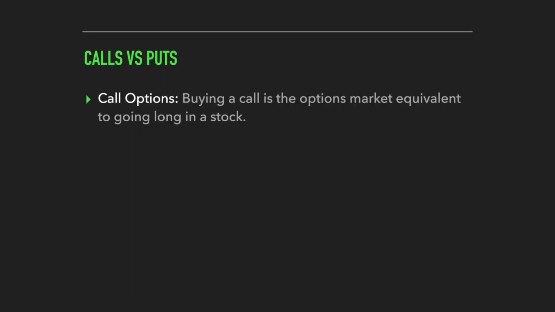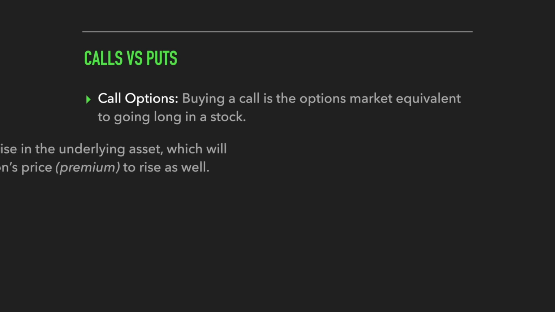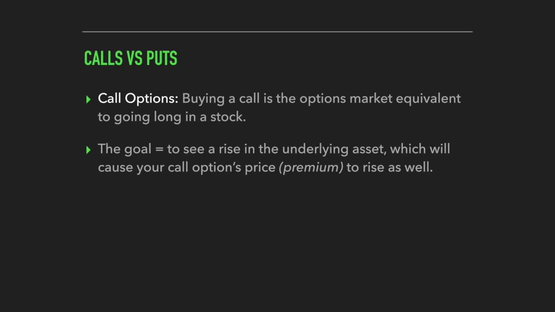Now, when it comes to actually buying an option contract, there are really two types of contracts that you can buy. Those are known as call options and put options. Essentially, a call option is the options market equivalent to going long or buying a stock. So in other words, the goal when buying a call option is to see a rise in the underlying asset, which is going to cause your call option's price to also go up. That call option's price is known as the premium for that option.